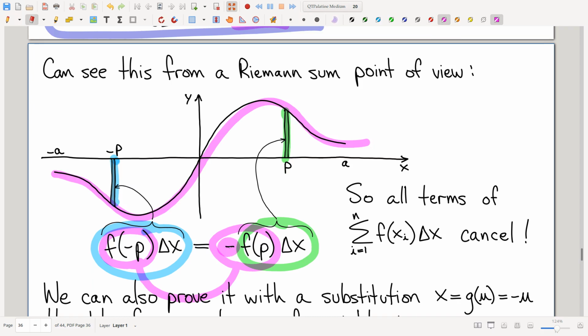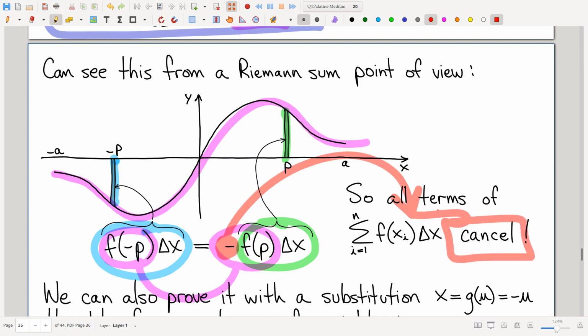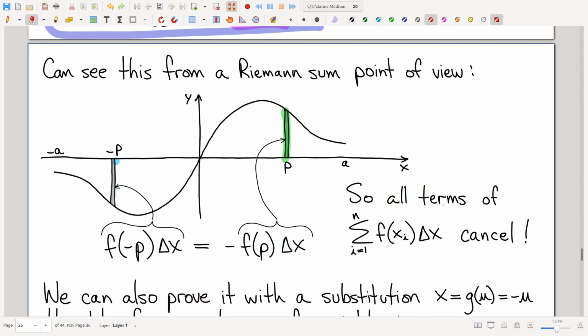The colors, come on, man. Red. Okay, so because of this minus sign, those terms cancel in the summation. Right, the green is the exact opposite of the blue, and then everything cancels. So that's the big idea. All of the symmetry theorems that we're going to see here turn on exactly that idea.